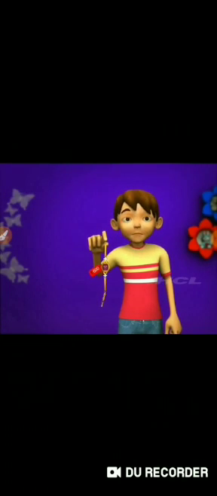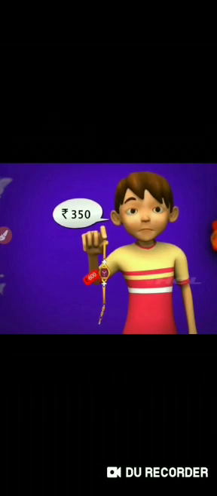Sam still has his mom's watch with him. He did not seem to have sold this watch. Let's look at the watch, Sam. Oh, the strap of this watch seems to be broken. How much did the shopkeeper offer you for selling this watch, Sam? Sam says the shopkeeper is offering him 350 rupees for this watch.